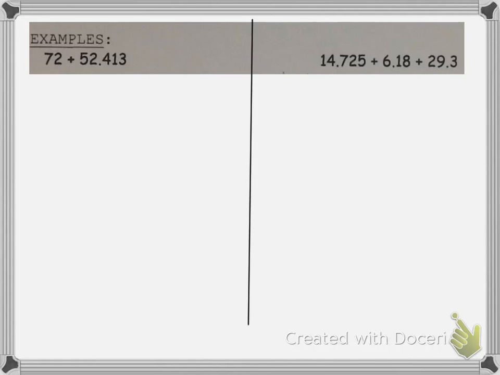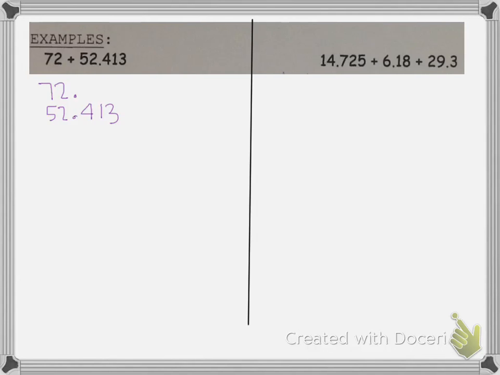The first one we have is 72 plus 52.413. According to my very first step, when I set up the problem, I have to line up the decimals first. Well, 72, I don't see a decimal, which means there's a decimal hiding at the end because 72 is a whole number. So I'm adding 72 with 52 and 413 thousandths.